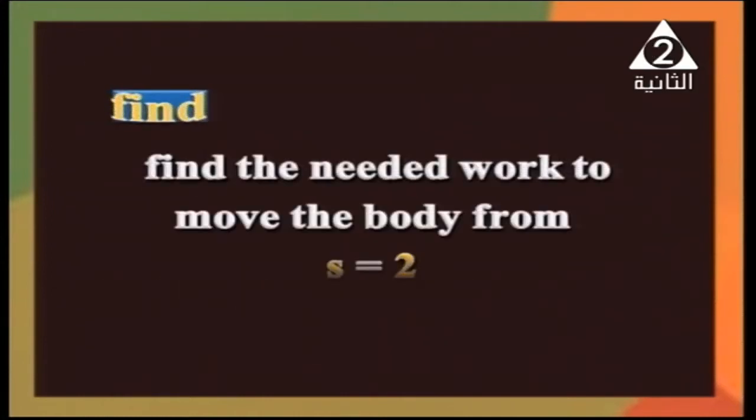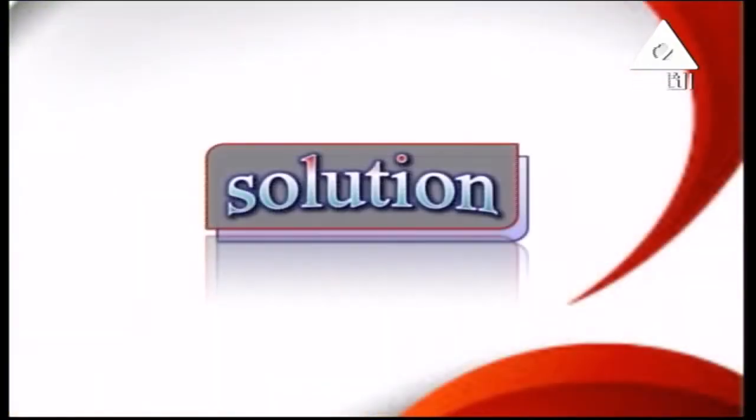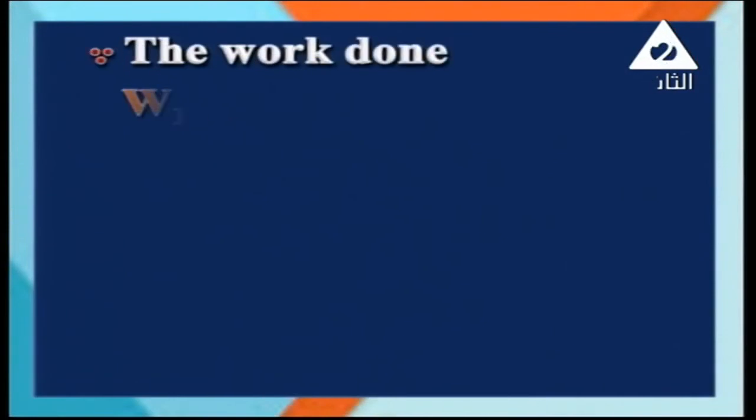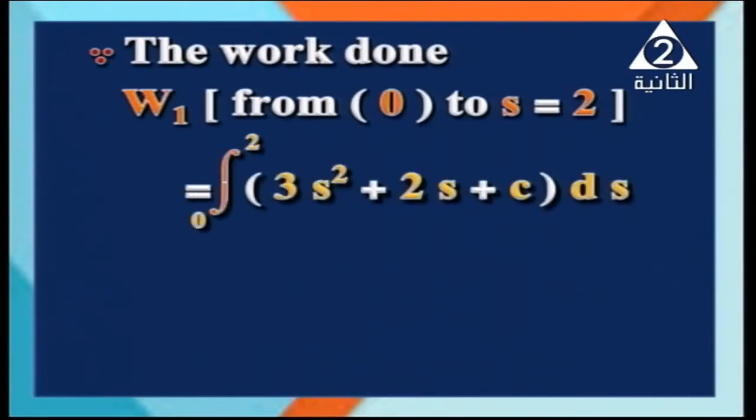Find the needed work to move the body from s equals 2 to s equals x. Solution. My dear student, the work done in this case, W1, from 0 to s equals 2, is the definite integration from 0 to 2 of 3s squared plus 2s plus c ds. We know that the integration of 3s squared is 3s power 3 over 3, the integration of 2s is s power 2 over 2, and c gives cs plus a constant.